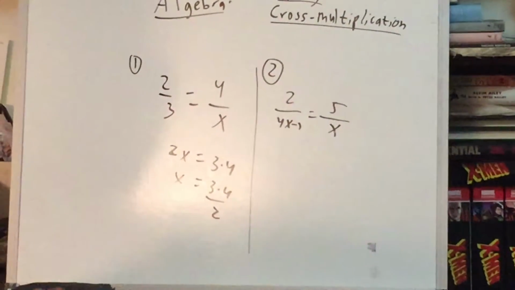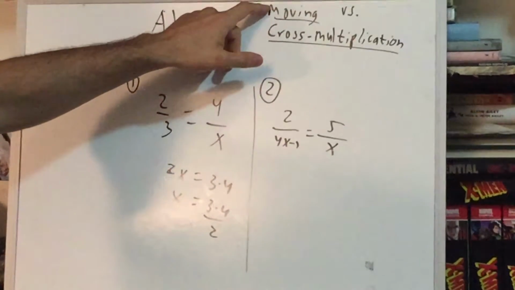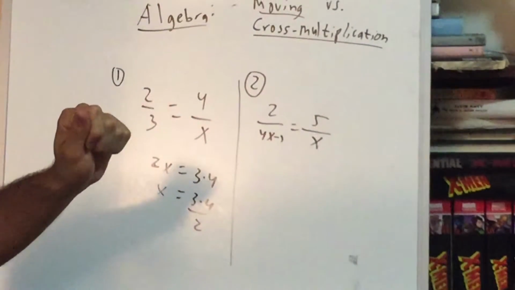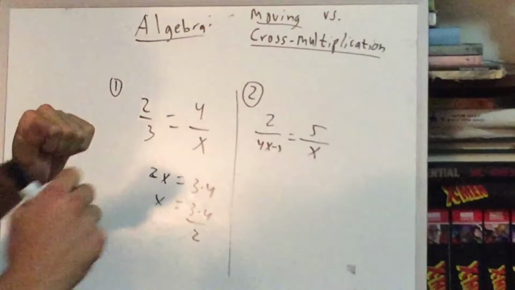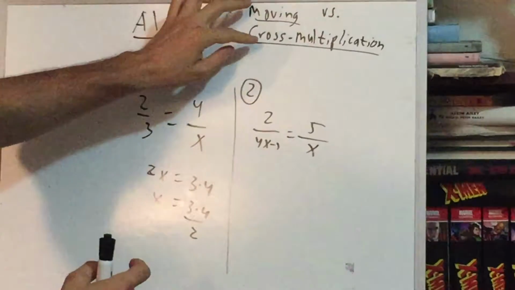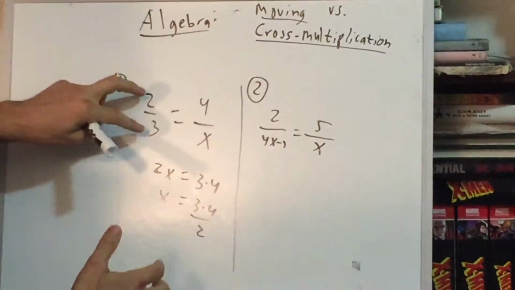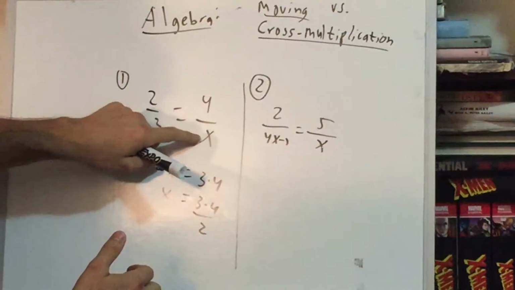I was asked by someone whether the moving method in the previous video is pretty much the same as cross multiplication, for those people that have already seen algebra in school, which is almost like you need to unlearn things. Okay, so let's see what the difference is. So here's a typical problem: 2/3 is equal to 4 over some mystery value.